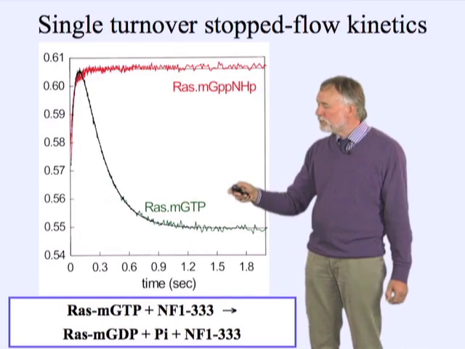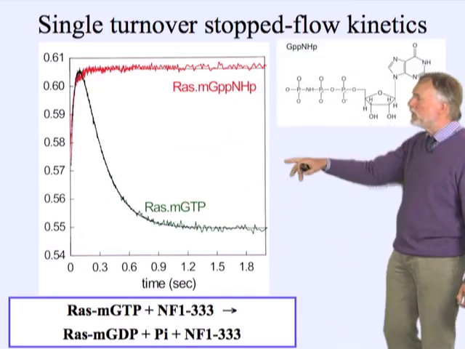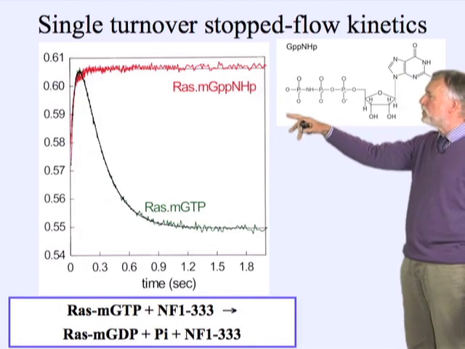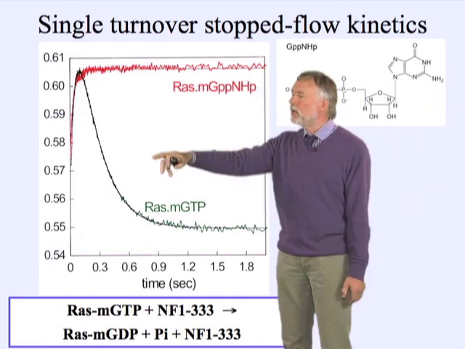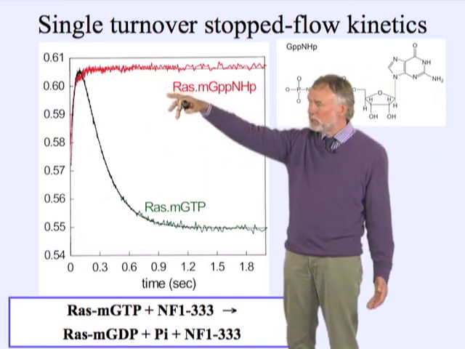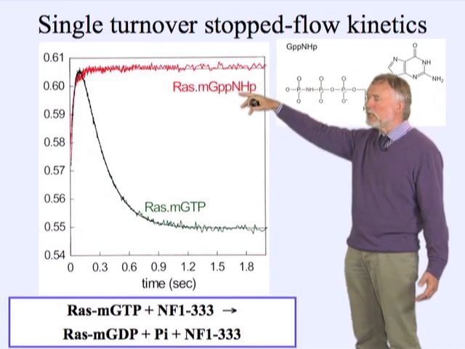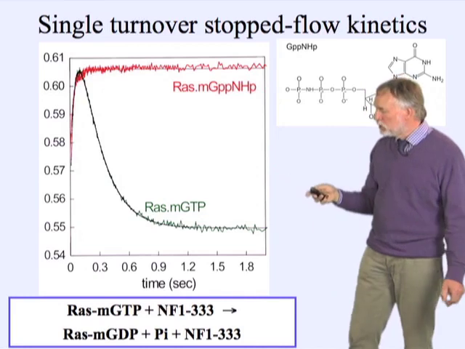And as a control, we use RAS bound to an analog, GppNHp, where you see between the beta and the gamma phosphate, you have an NH group, which cannot be hydrolyzed anymore. And now you also have a very fast increase, which is complex formation, but no dissociation, because that cannot be hydrolyzed. So that is also the proof that the dissociation is due to GTP hydrolysis.